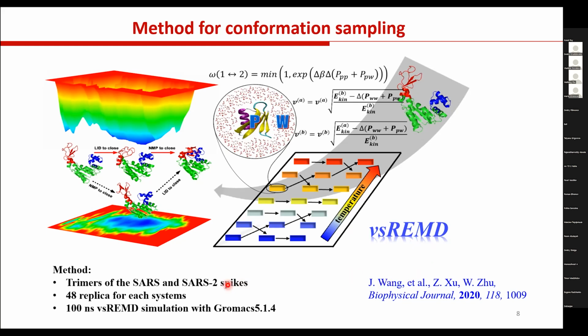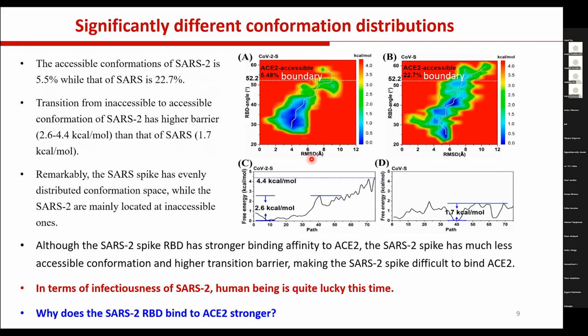And we performed the simulation for SARS and SARS-2 spikes with 48 replicas. Each system was simulated for 100 milliseconds. Now here I show you the result. This is the boundary between hACE2 accessible and inaccessible conformations in the SARS system. We found that the accessible conformations of SARS-2 are only about 5%, but more than 22% of the conformations of the SARS spike are accessible to hACE2.